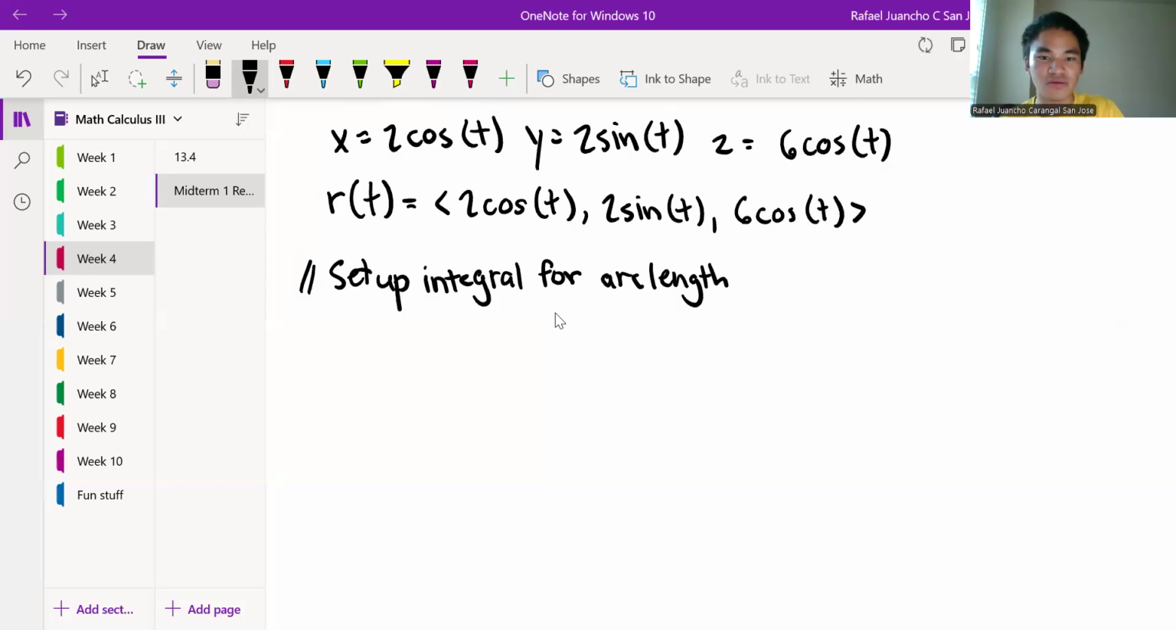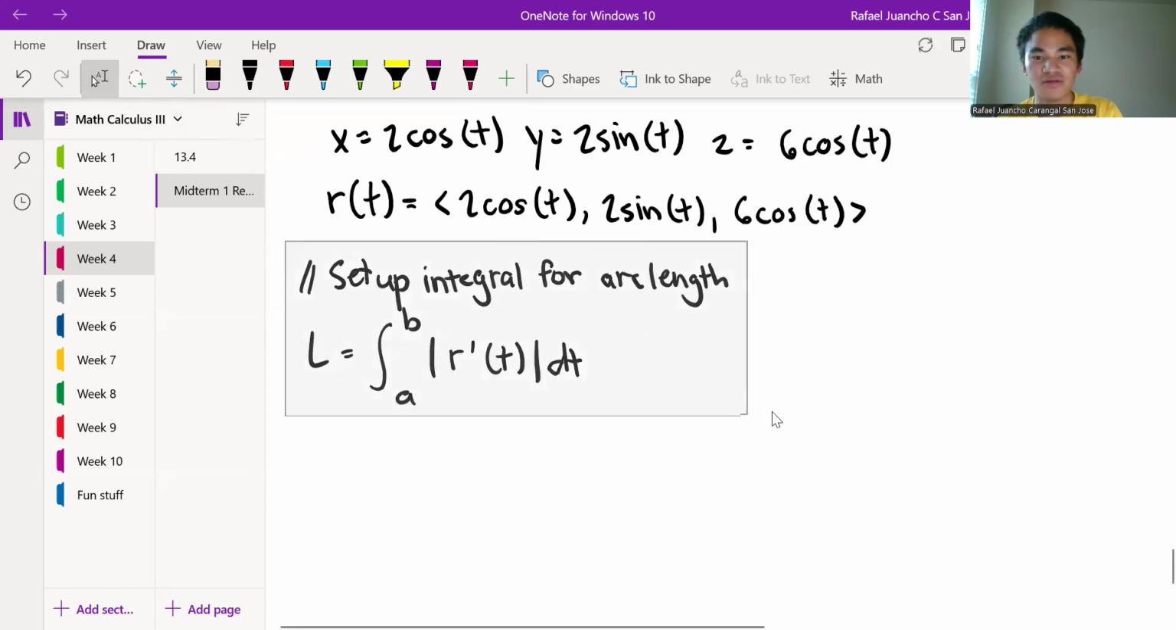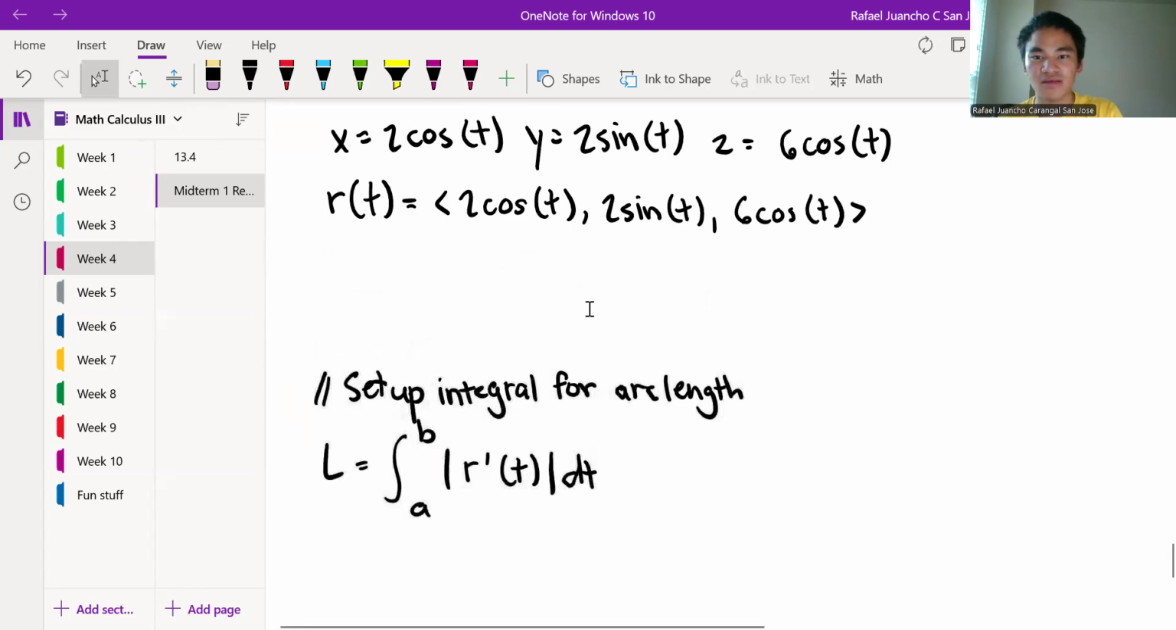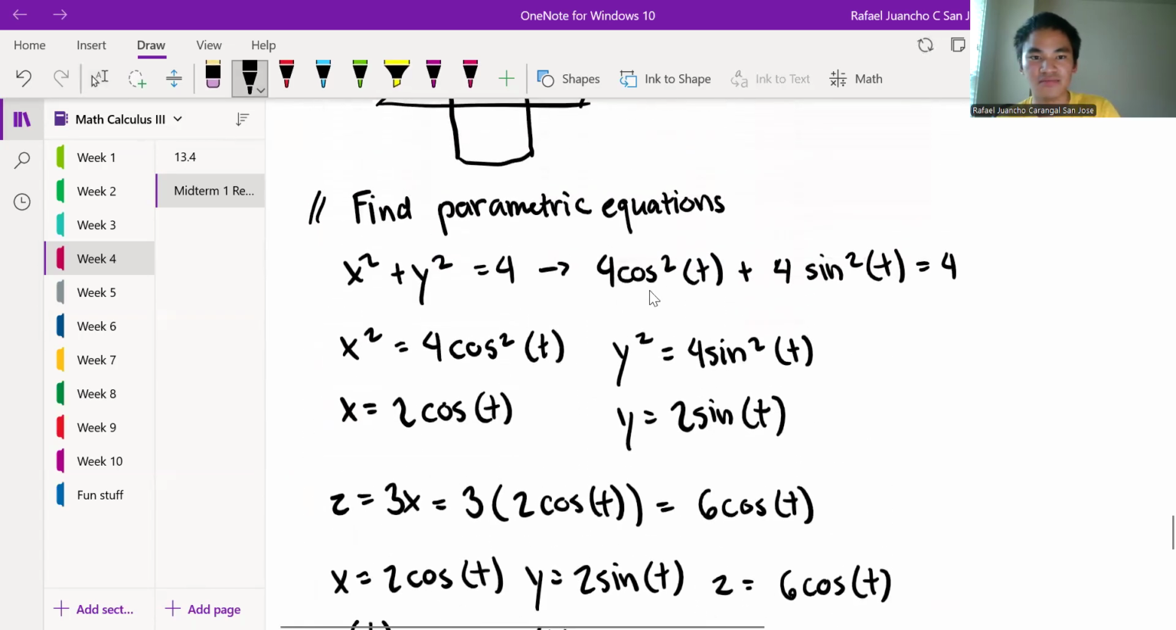And so the way to do that, well, let's say some arc length L, the integral from some bounds, A to B maybe, and this is just the magnitude of the derivative of my vector function. So it's the magnitude of my tangent vector, dt. And so how do I find my A and B? I also need to find that actually. Well, judging from this, we can see that t is in between 0 to 2 pi.